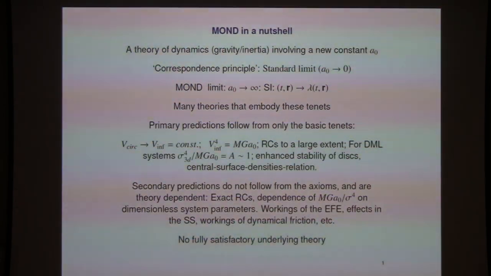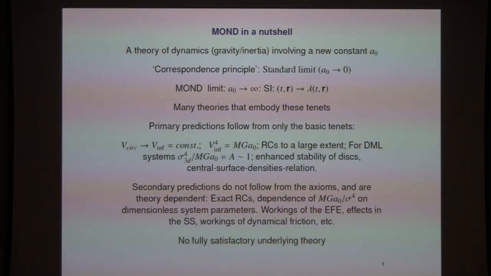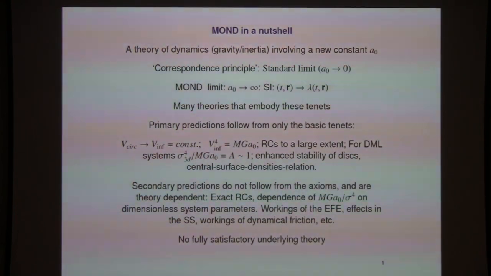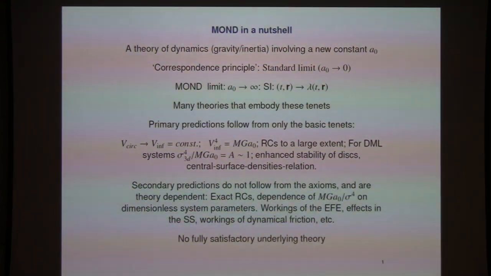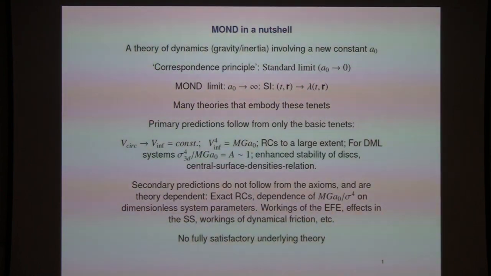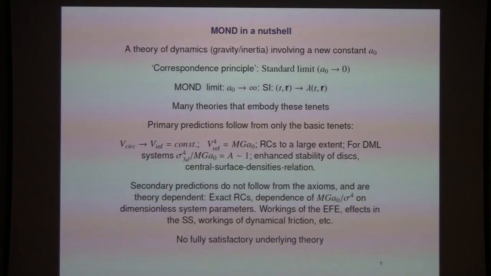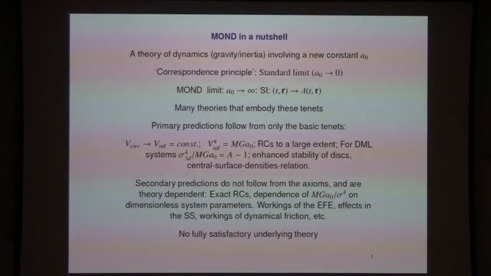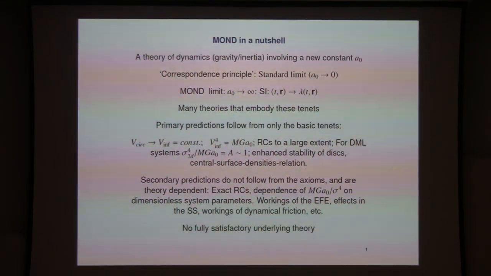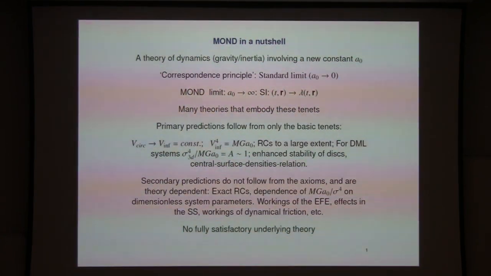So, let me start with my definition of MOND. We've heard several today, but here I put emphasis not so much on the relation between the MOND acceleration and the Newtonian acceleration, but rather on the scale invariance that is obeyed in the deep-MOND limit. I think it's important. MOND is based, at least as I see it, on three basic tenets or axioms. One is, of course, the introduction of a new constant with the dimensions of acceleration.